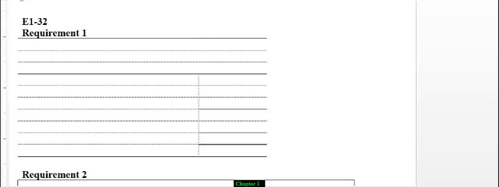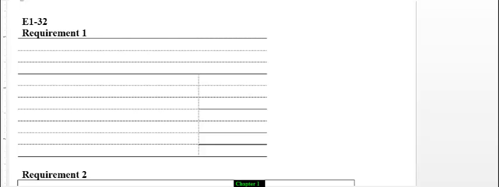Exercise 32 on page 46. We're going to prepare a statement of retained earnings using the information given to us above exercise 31. So we're looking at the list of accounts and we need to determine what goes on the statement of retained earnings. Statement of retained earnings is showing us where did our retained earnings begin and what is our ending retained earnings balance. This is going to be for a specific period of time.